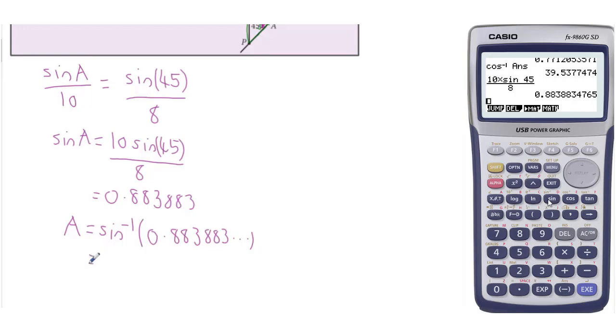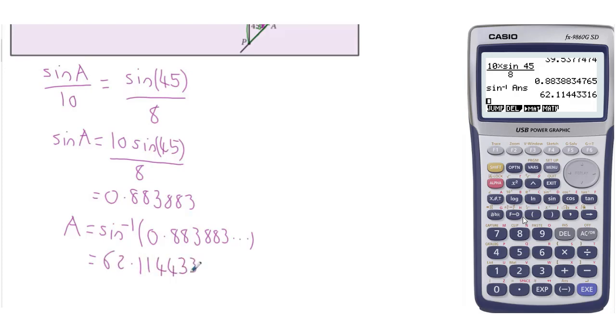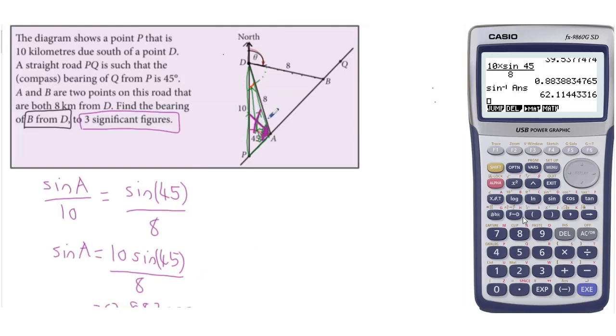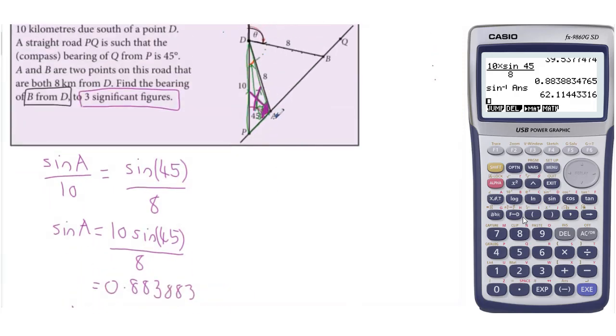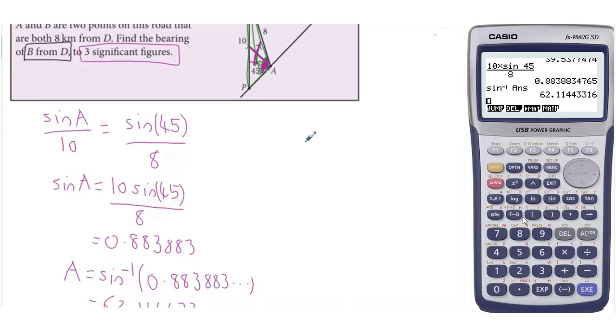Equals, so shift sine, A and S equals 62.114433. If we go up to our calculator, this is a bit of a worry because that angle to me looks obtuse. So I reckon we're going to have to convert that to an obtuse angle, because this angle that we want, it looks really small.